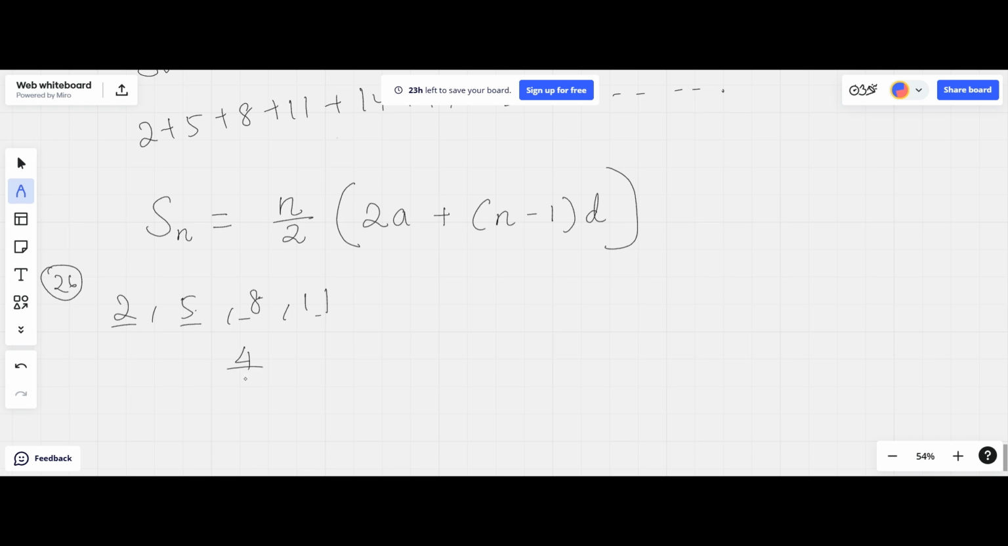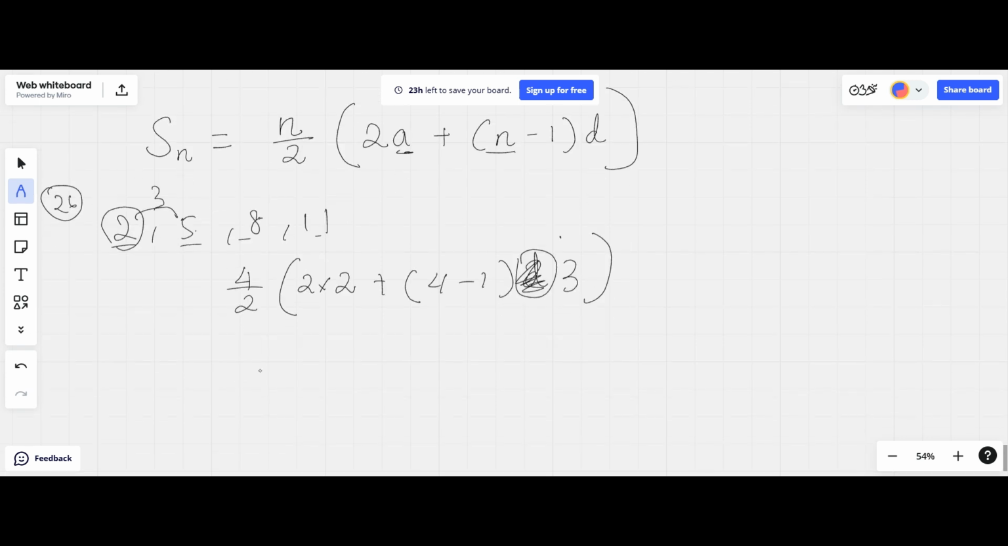So n by 2, 4 by 2, into 2a. What is a? First term. So 2 into 2, plus n minus 1, how many terms? 4 terms. So 4 minus 1 into d. What is d? The d is 3. So we can put 3 here.